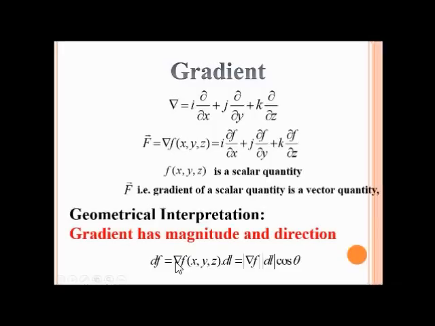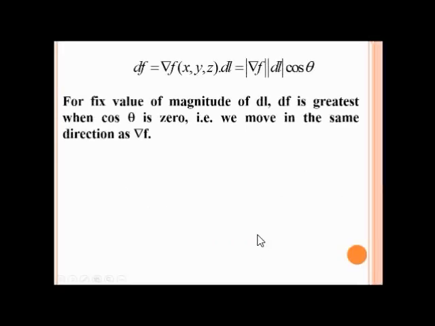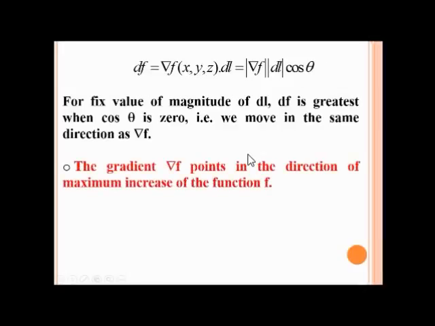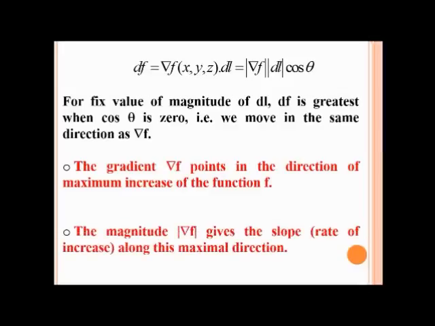So df will be del f dot dl, that is, del f dl cos theta. For a fixed magnitude of dl, df is greatest whenever theta is 0. That is, we move in the same direction as del f, with no angle difference between del f and dl. In that case it has the greatest value, because cos 0 is 1. Now the gradient del f points in the direction of maximum increase of the function. So these are the most important things to remember.